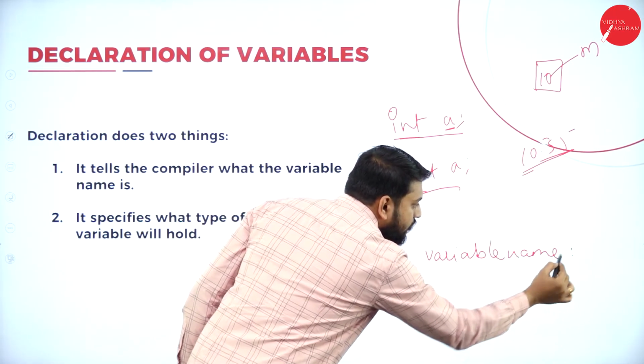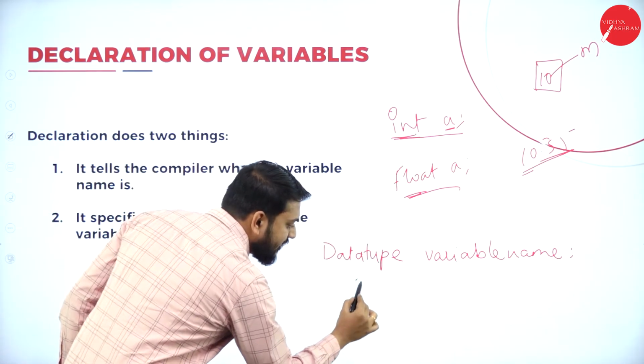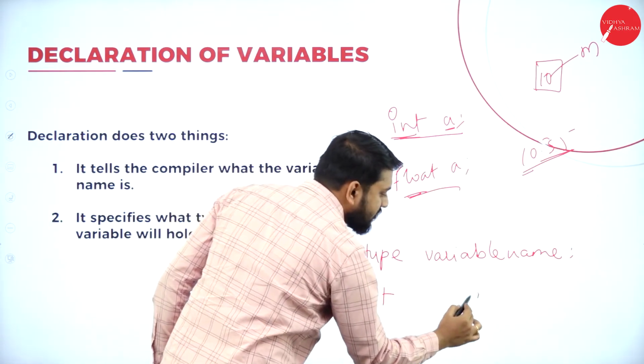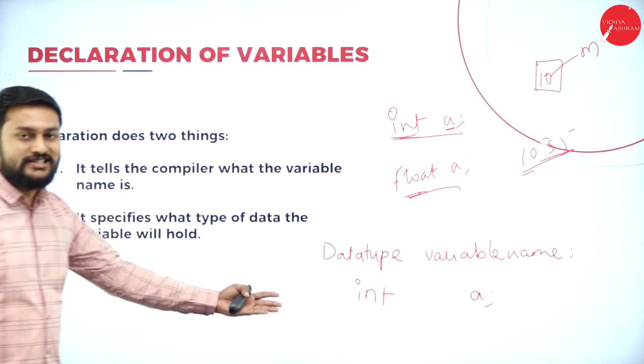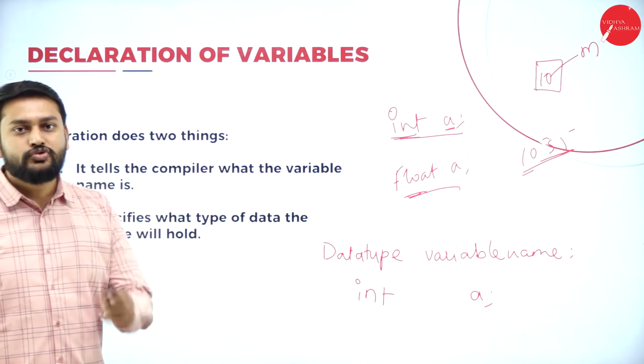After that, semicolon. So you will know what this is: int is a data type, and a is a variable name. That's the general syntax to declare a variable. This is what you need to remember.